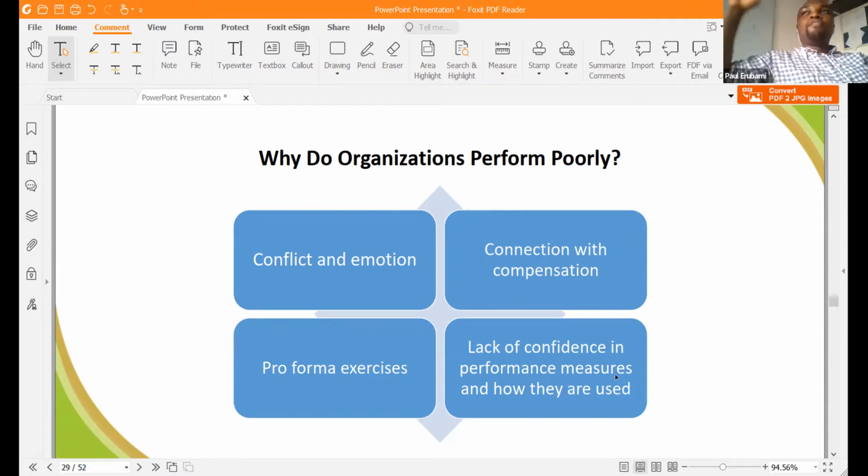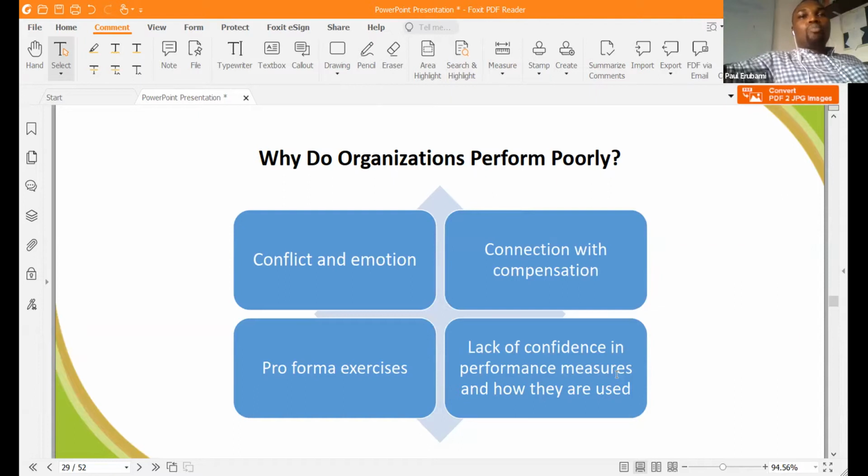Most of the time, people let conflict and emotion get into what they are doing. They get so emotional about their job, and because of that, they perform poorly as an individual and actually affect the entire team. Because if I'm so emotional, I'm probably going to fight my entire team. I probably will not see anything good in what anybody is saying.